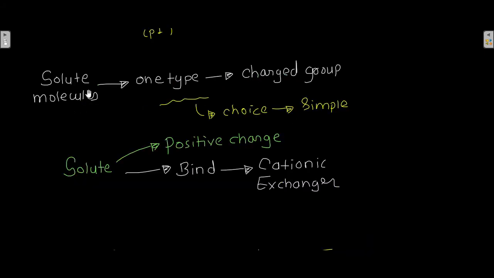So if the solute molecules have only one type of charged group, then the choice is simple. If the solute is positively charged, then it will bind the cationic exchanger. So to separate that positive solute molecule, you will use a cationic exchanger. And if the solute molecule is negative, then you will use an anionic exchanger. So in the case where the solute molecule has only one type of charged group, the choice of the ion exchanger becomes quite simple.